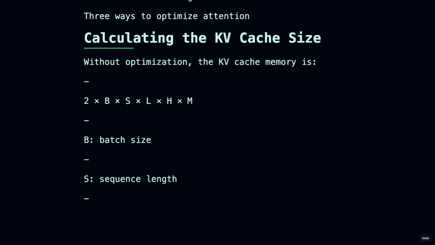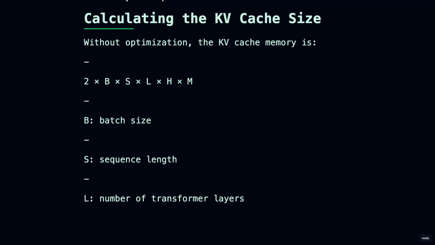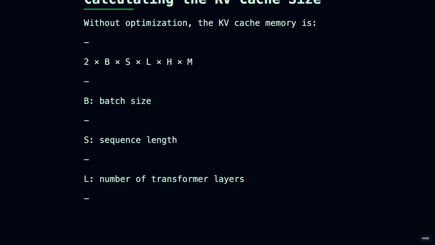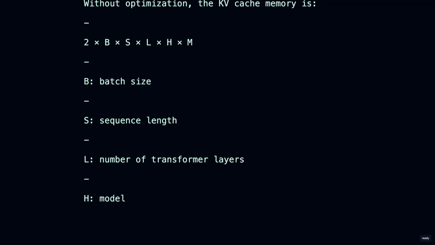Next, we move from tokens to the model depth. Each transformer layer keeps its own key and value state, so deeper models need more cache. The model dimension controls the width of each layer's hidden representation. Wider layers mean larger key and value vectors.